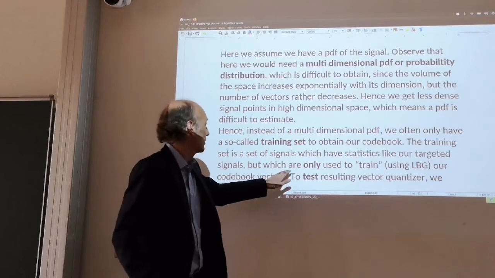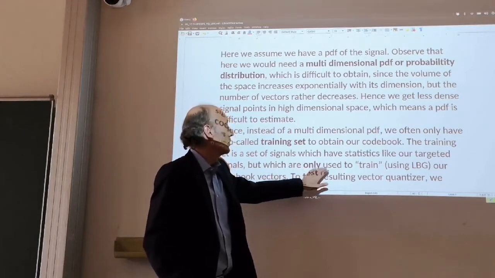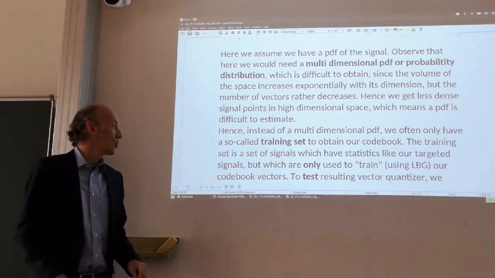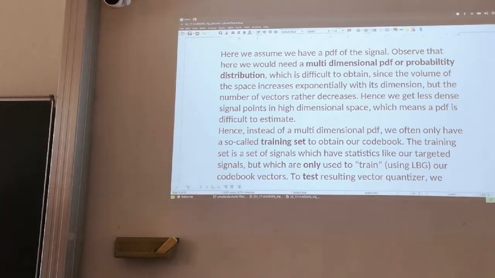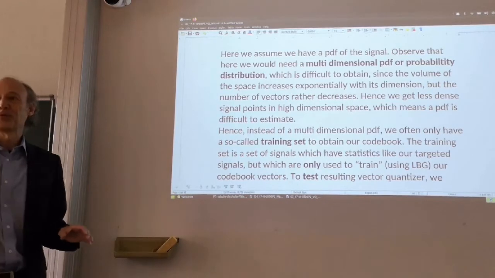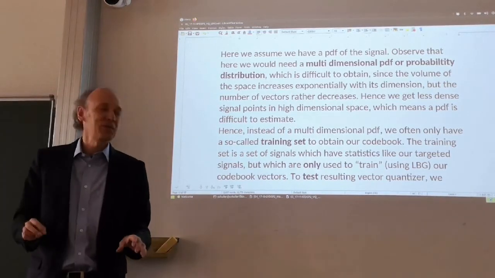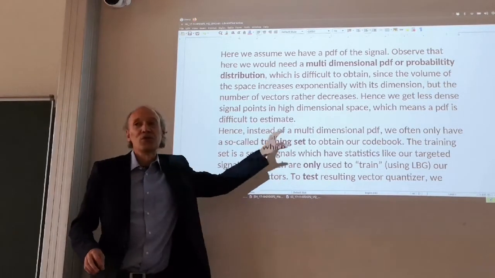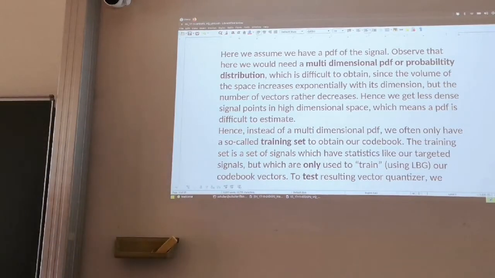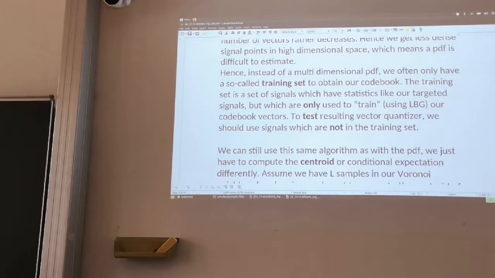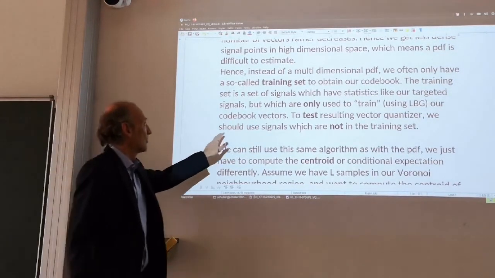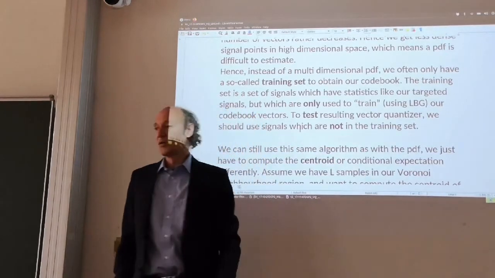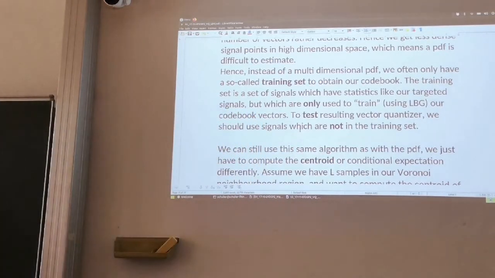We use this only to train our code book, and then we have a test set to test it. This is also like neural networks. In neural networks, you also have a test set to test it. And this test set should be different from the training set to avoid overfitting. So we should use signals which are not in the training set, also called the test set.